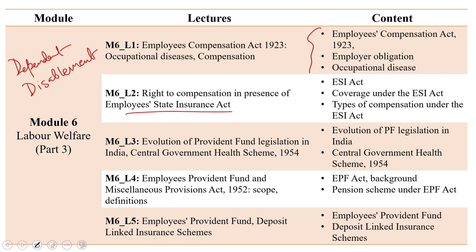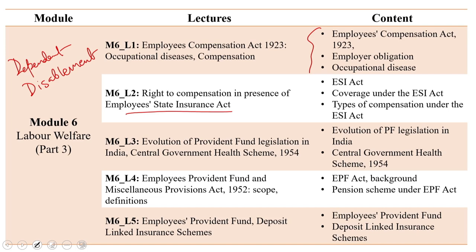So we looked into who is eligible for coverage under the ESI Act. Typically, we looked into the types of compensation that come under the ESI Act, like the sickness benefit, the maternity benefit, the temporary disablement benefit, the permanent disablement benefit, the dependent benefit, etc. So these were some of the factors which we looked at in the second lecture.